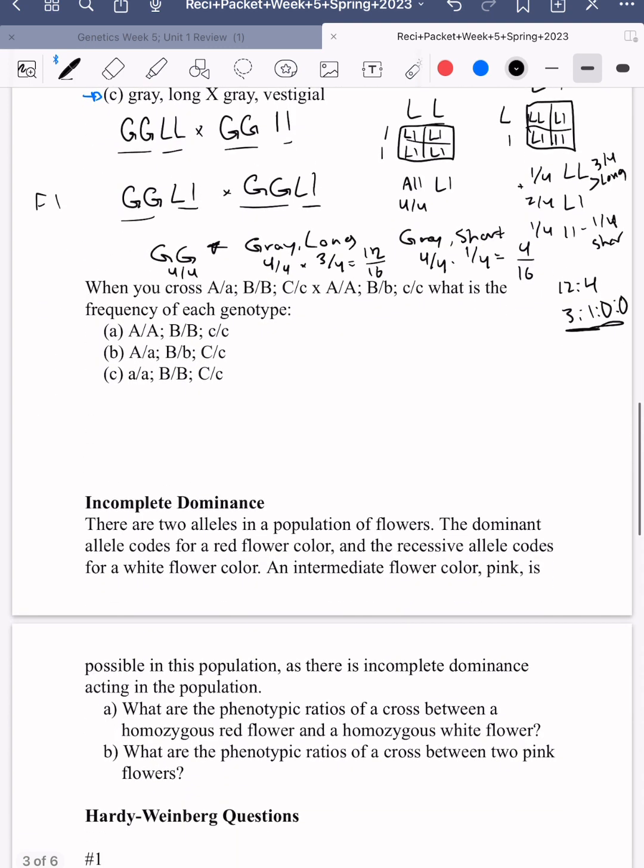All right, when you cross big A, little a, big B, big C, little c with big A, big A, big B, little c, what is the frequency of each of the genotypes? We're going to do one of them.